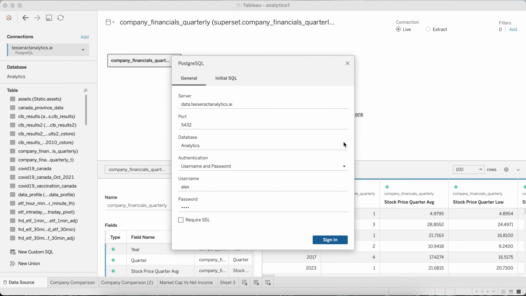Alex, and today we'll be looking at quadrant analysis in Tableau, looking at financial data in the US stock market.